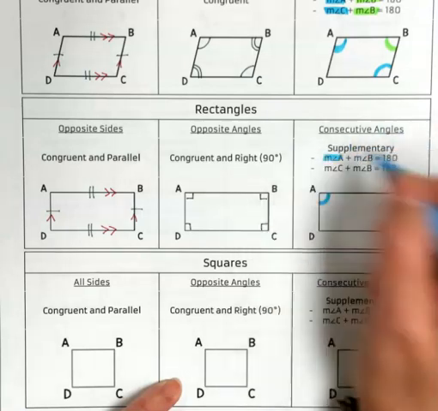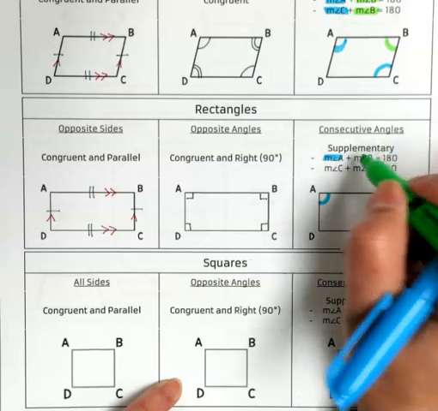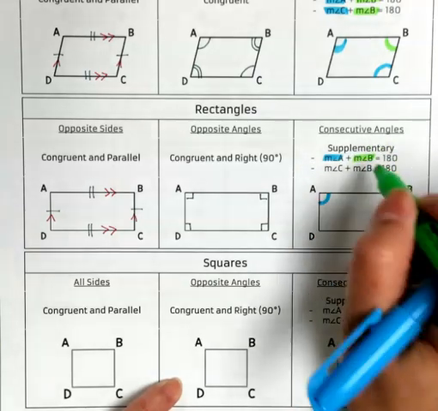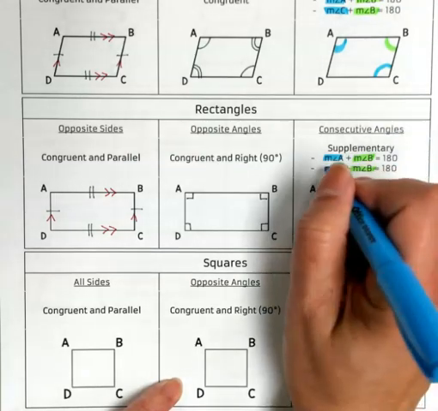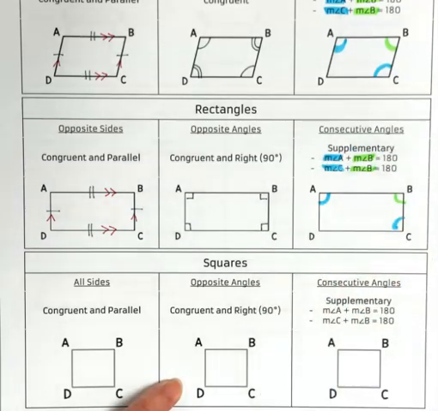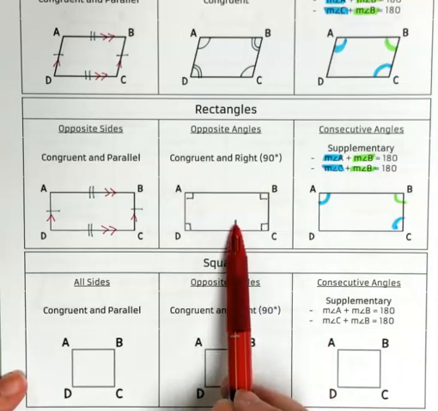Measure of angle A plus the measure of angle B is 180. The measure of angle C, etc. Okay? So again, rectangles, subgroup of parallelograms. The only difference is that you now have all right angles.